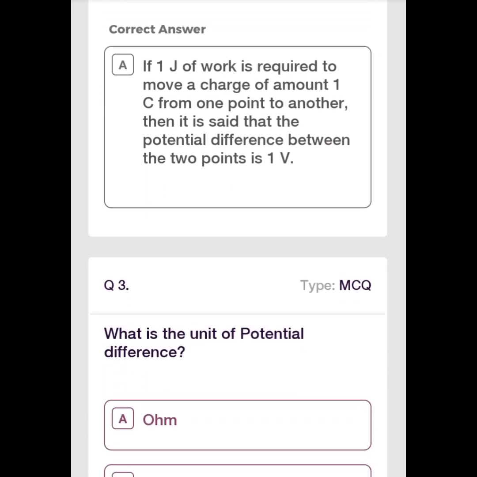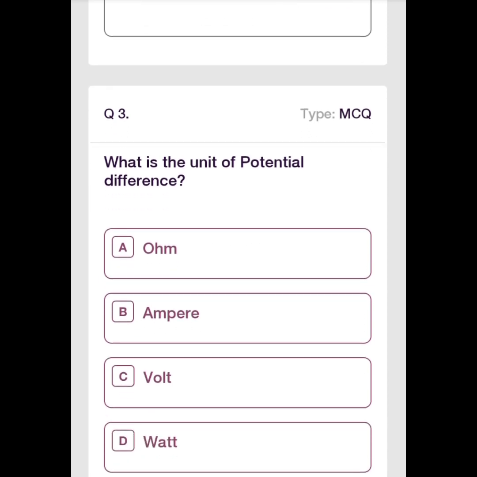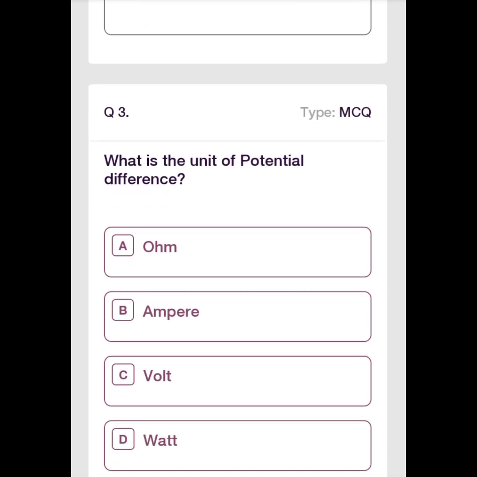Third question. What is the unit of potential difference? The unit of potential difference is volt. Option C.